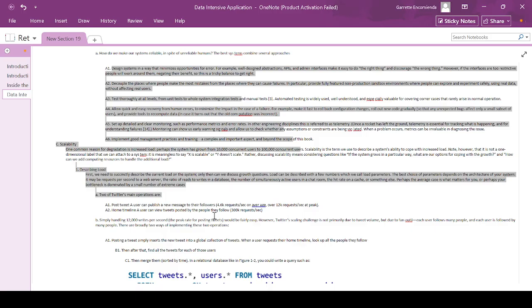Test thoroughly at all levels, from unit tests to system integration tests and manual tests. Automated testing is widely used, well understood, and especially valuable for covering corner cases that rarely arise in normal operation. Allow quick and easy recovery from human errors to minimize the impact in the case of a failure. For example, make it fast to roll back configuration changes. Roll out new code gradually so that any unexpected bugs affect only a small subset of users.